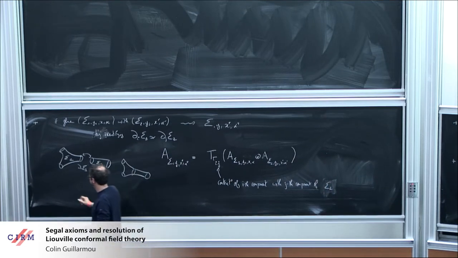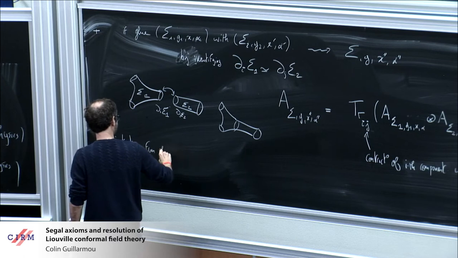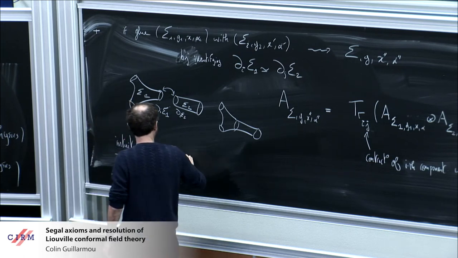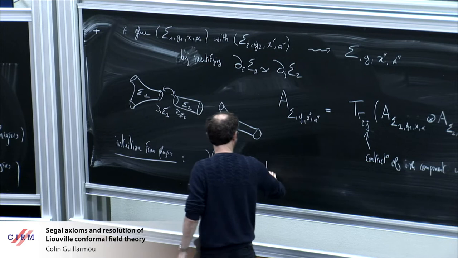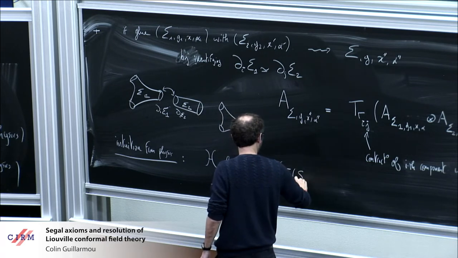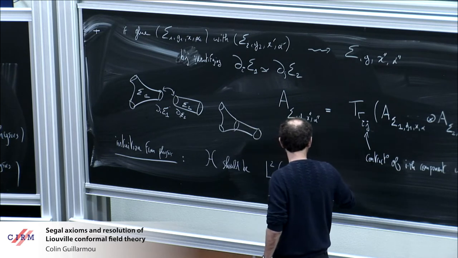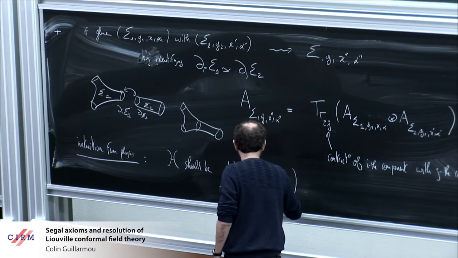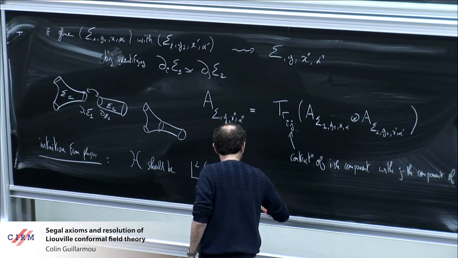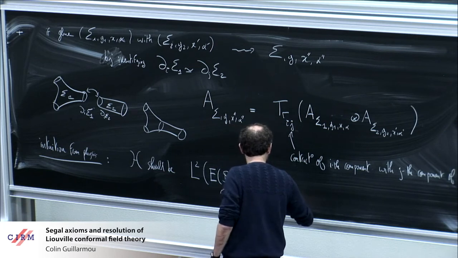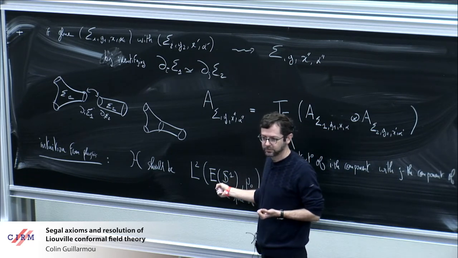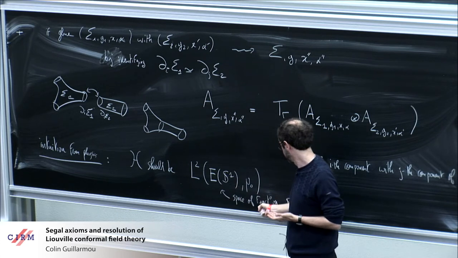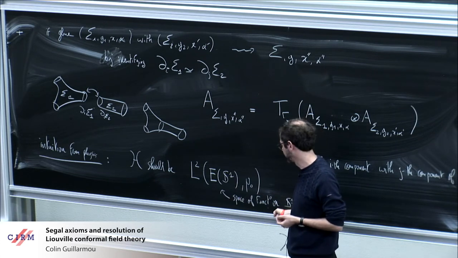Okay, so let me explain the intuition here. So what is H? H should be L2 of the space of fields on S1 with respect to some measure, which I will call mu 0. And E of S1 is the space of, let's say, functions on S1. Okay? So you want to do quantum field theory, so you want to quantize the space of functions on a manifold. You want to quantize an infinite dimensional space. So this is what H should be.